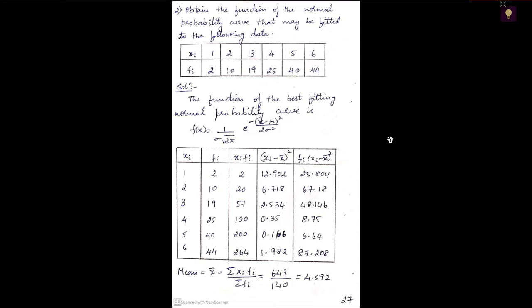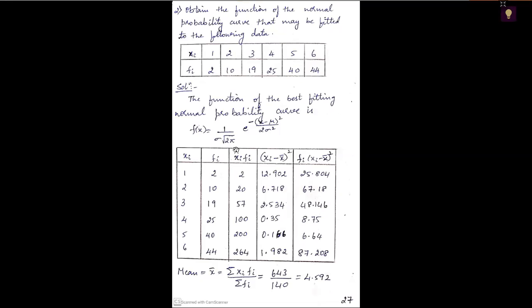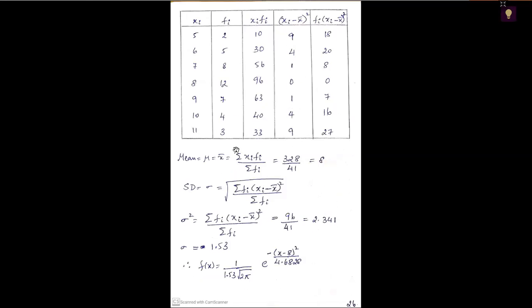Similarly, you can do this problem also. You need to obtain a normal probability curve that will be fitted to the following data. So xi and fi is given. Same way, you find out what is mean using this formula, summation xi fi by summation fi, and find out xi minus x bar the whole square, fi into xi minus x bar the whole square for standard deviation. Substitute and simplify, you will get the best normal probability fitting curve.